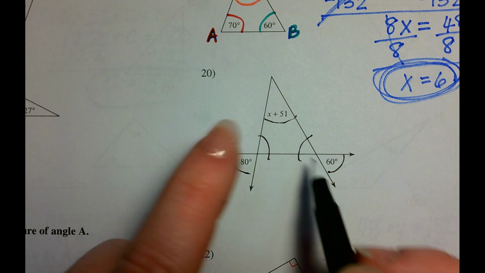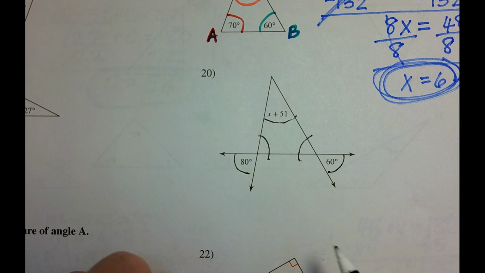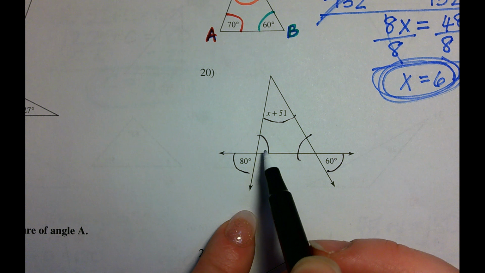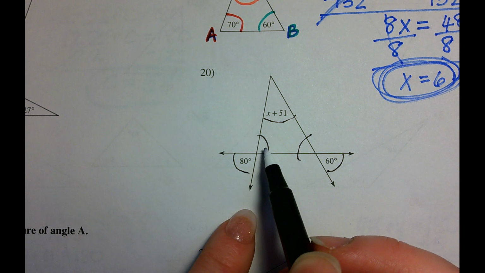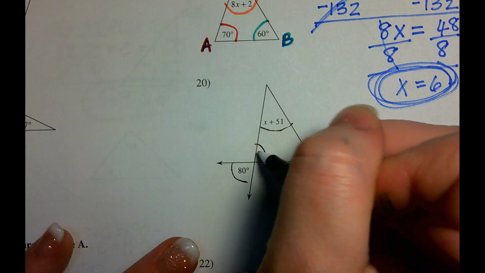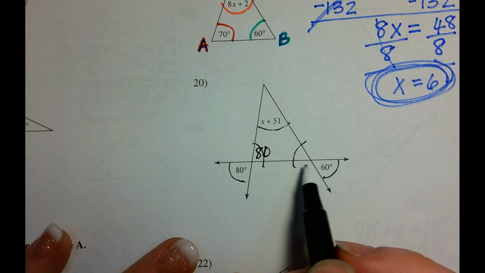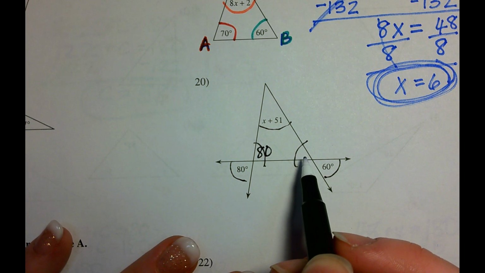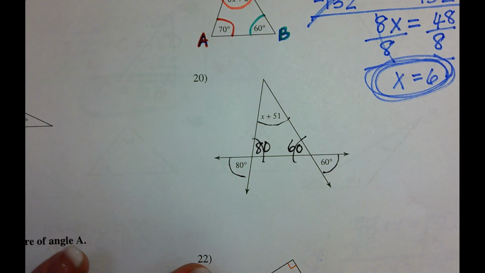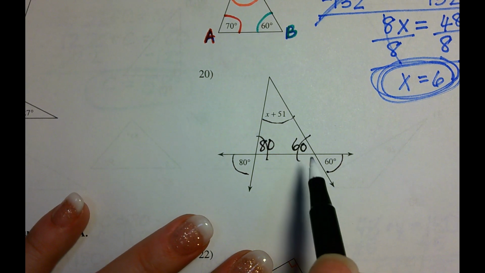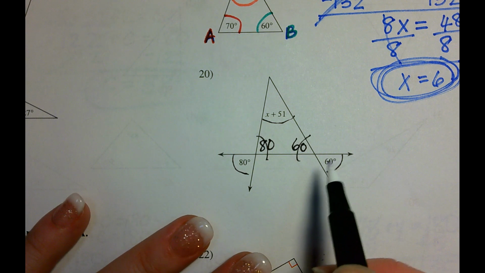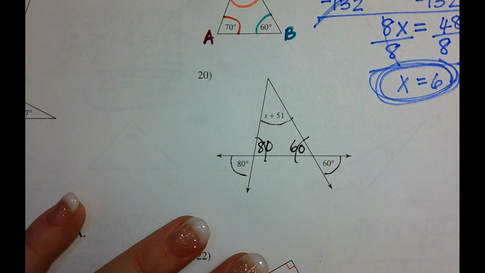We have vertical angles here. These are going to be equal to each other. So what is the measure of this angle that I'm pointing at here? 80 degrees. It's vertical to another 80-degree angle. What's the measure of this angle? 60. Because they're vertical, they are equal. And now I have all three angles, and we can solve for x.